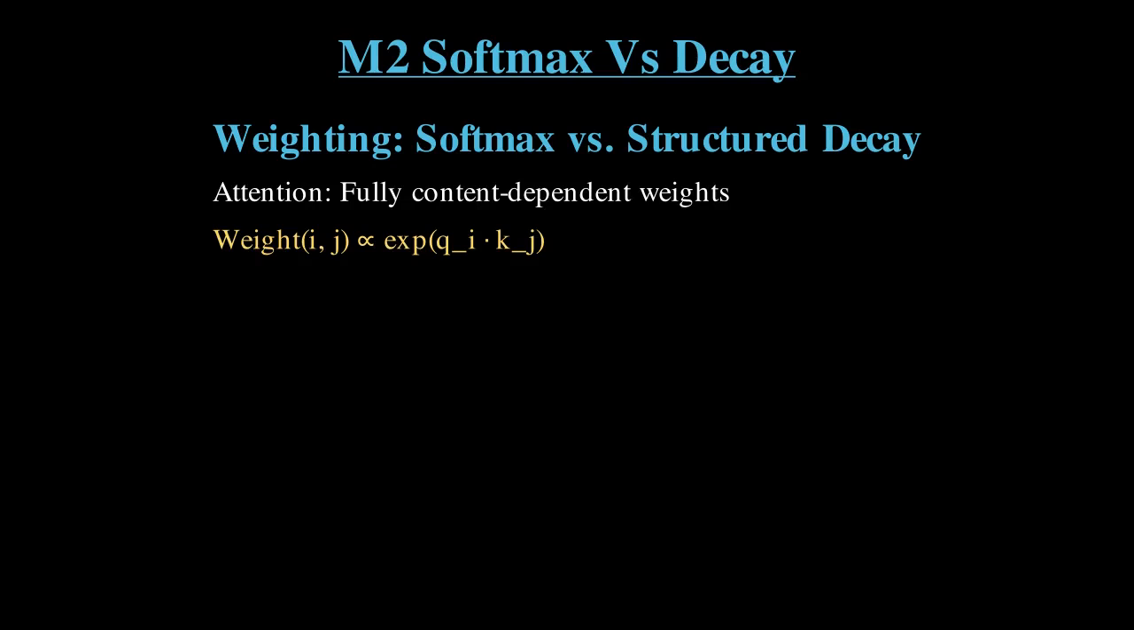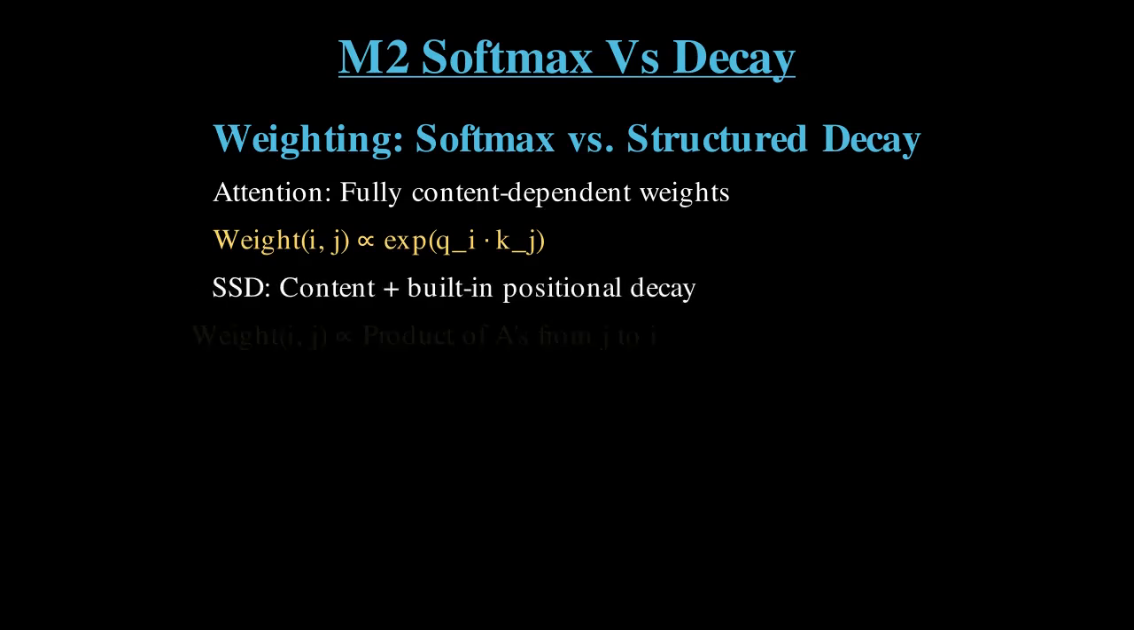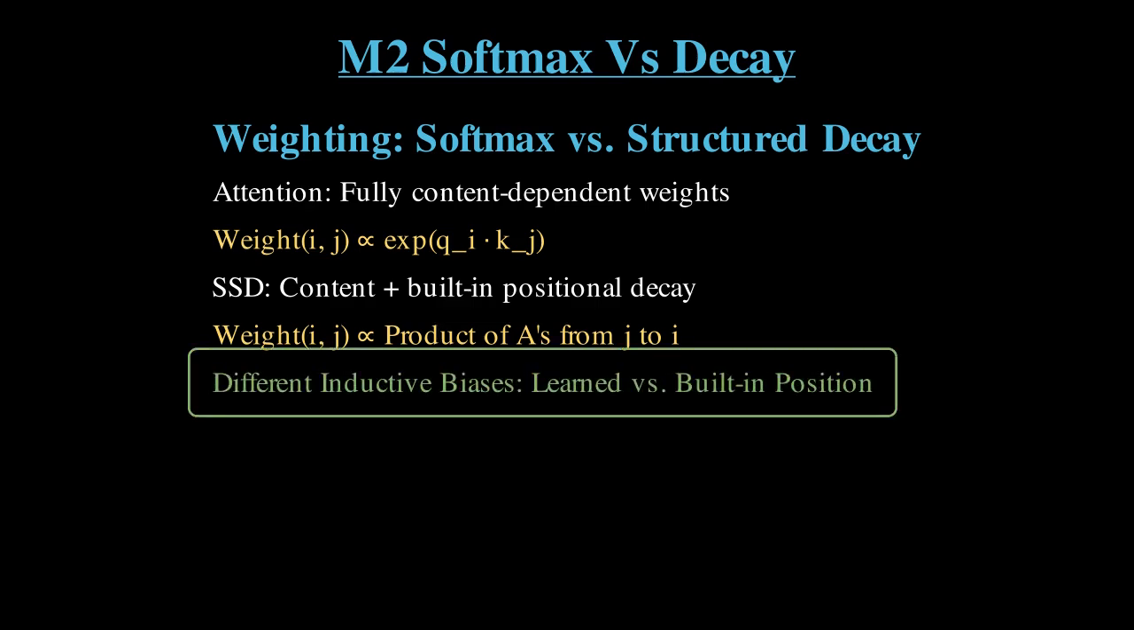SSD is different. The weights are structured by the product of scalars. Since each A sub t is a value between 0 and 1, their product forms an exponential decay. This gives SSD a strong, built-in positional bias. Closer tokens naturally receive higher weights. So, while attention learns positional relationships from scratch, SSD has this decay bias baked into its architecture. This is a fundamental trade-off in their designs.